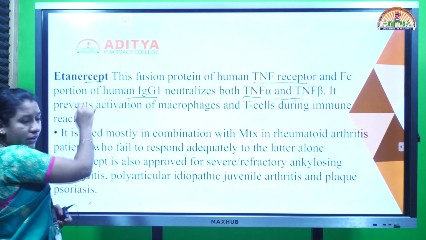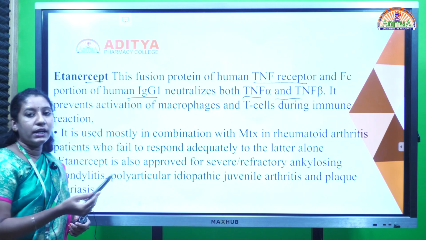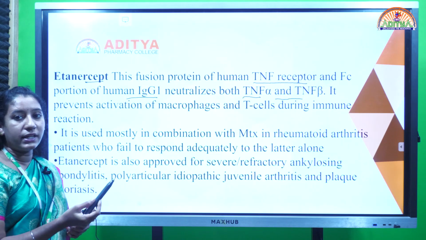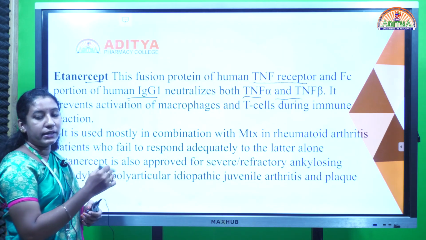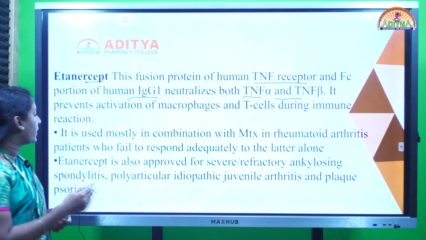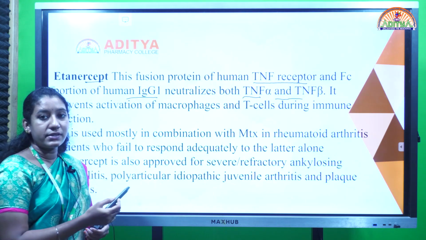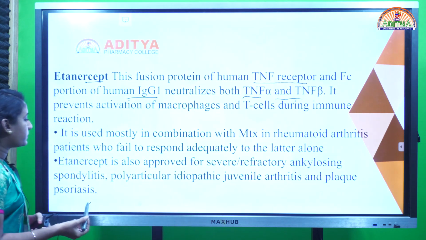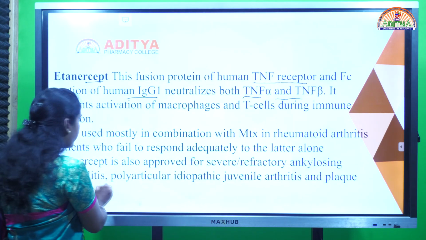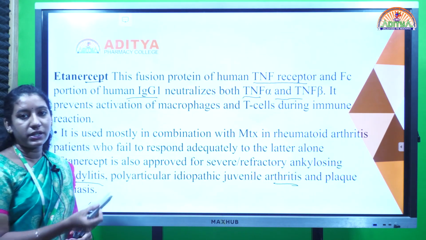The mechanism of action is that it prevents the activation of macrophages and T cells, and if the action of those macrophages and T cells is prevented, then there will be no production of immune responses. So that is the MOA of etanercept. Coming to the uses, it is used in the conditions of rheumatoid arthritis along with methotrexate. It is also used in conditions of spondylitis as well as arthritis and plaque psoriasis.